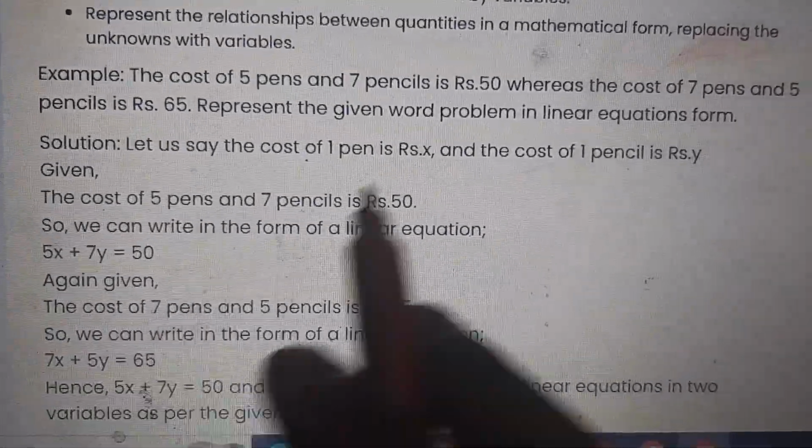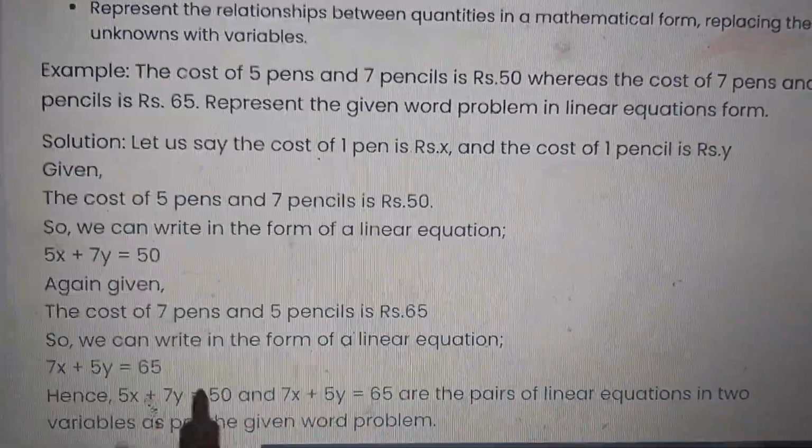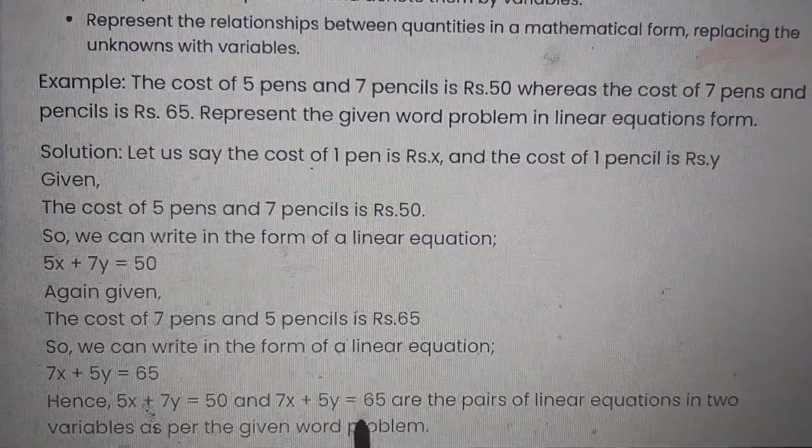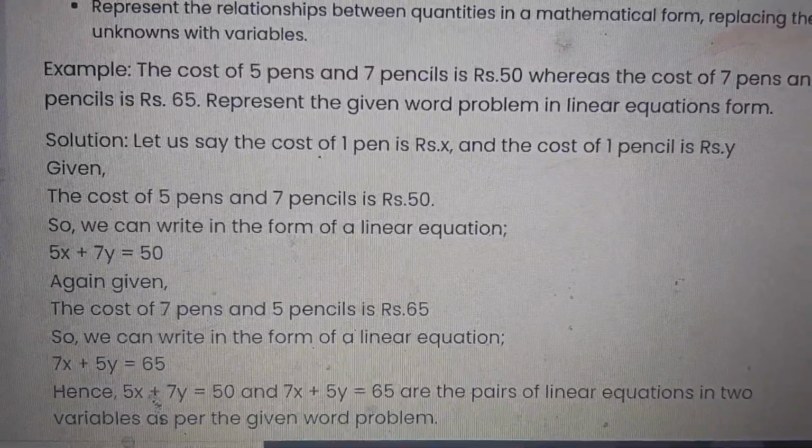So again we are given 7 pens and 5 pencils cost 65 rupees. So 7x plus 5y is equal to 65. These are the pair of linear equations, children.